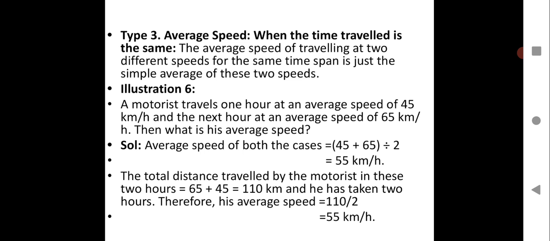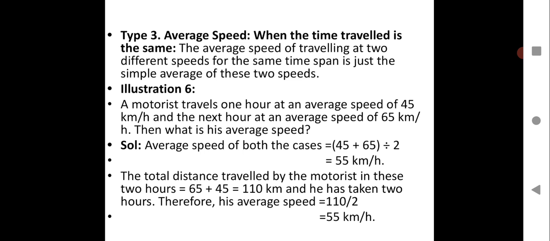So let us see under this head, you have to keep this understanding in your mind, and you go ahead with illustration 6. A motorist travel 1 hour at an average speed of 45 km per hour and the next hour at an average speed of 65 km per hour. Then what is his average speed? So here the time remains same. The average speed of both the cases 45 plus 65 divided by 2. That is how you find the average of any two quantities. So you just have to add and divide by 2. That gives you 55 km per hour.